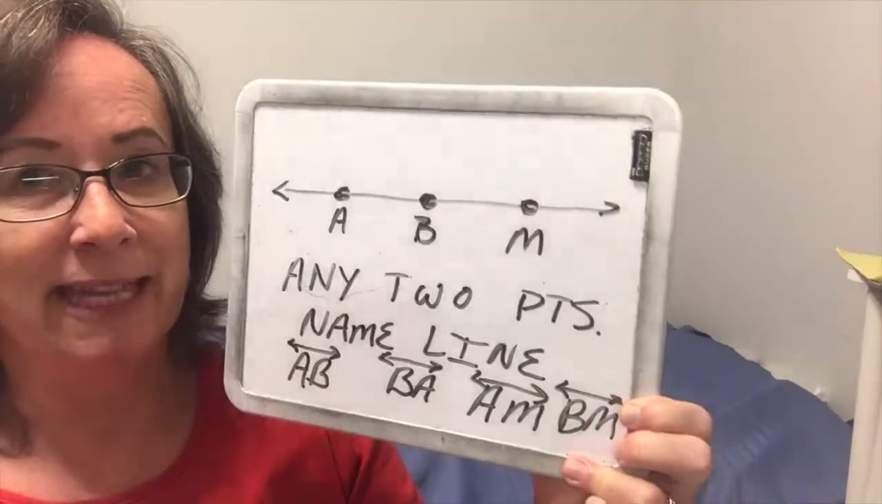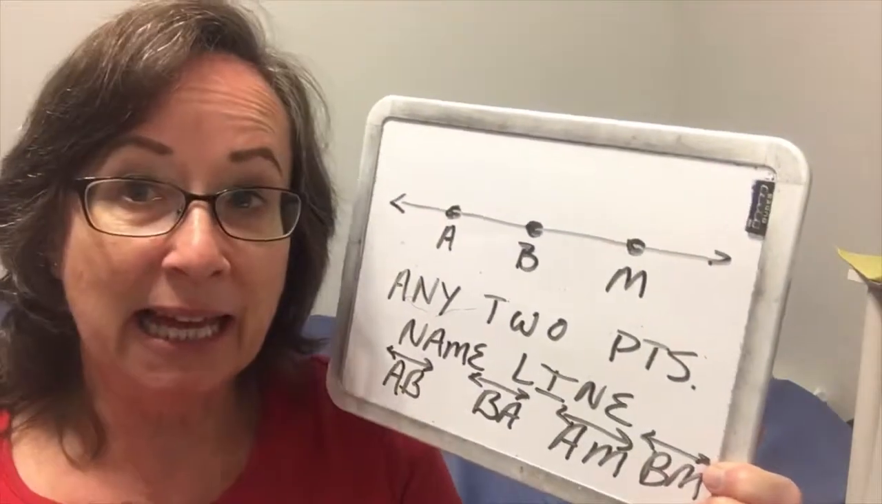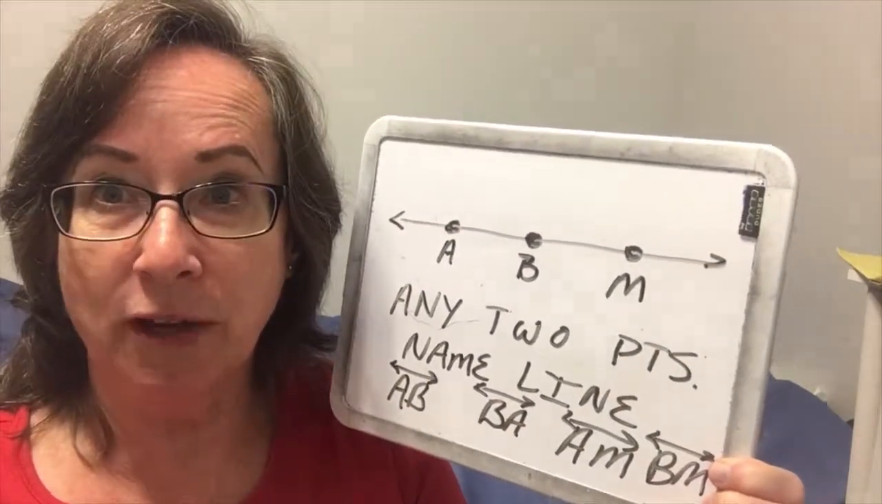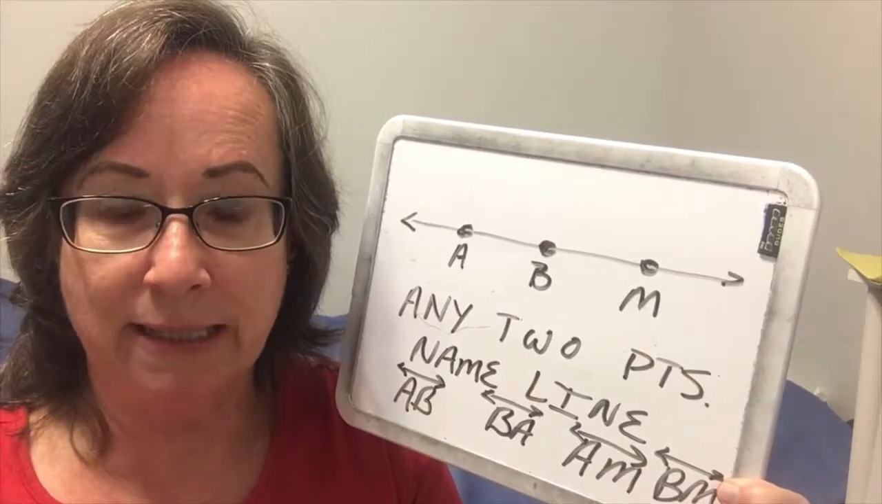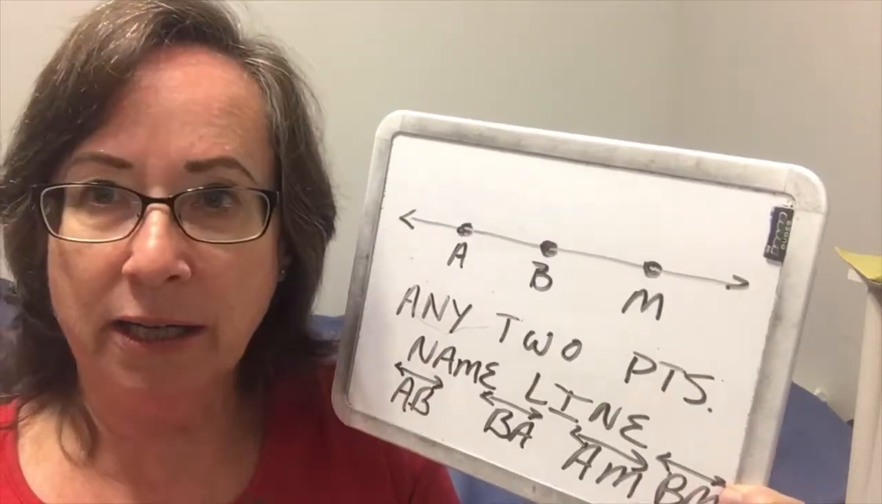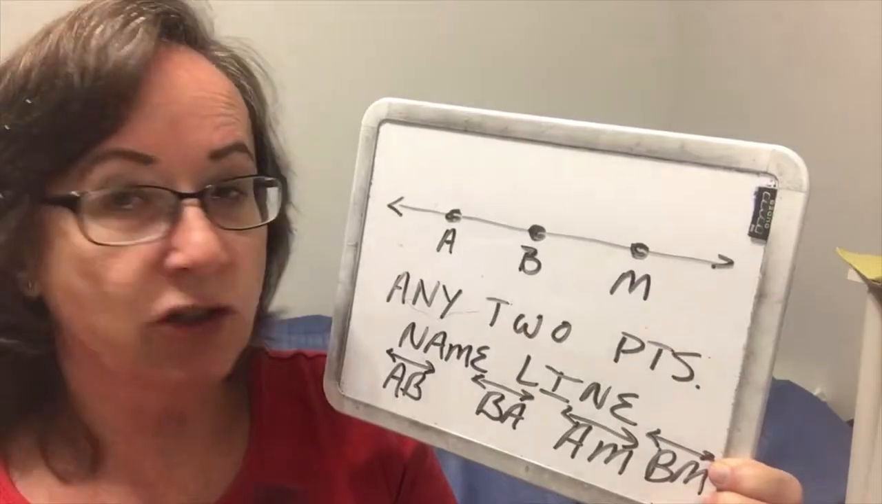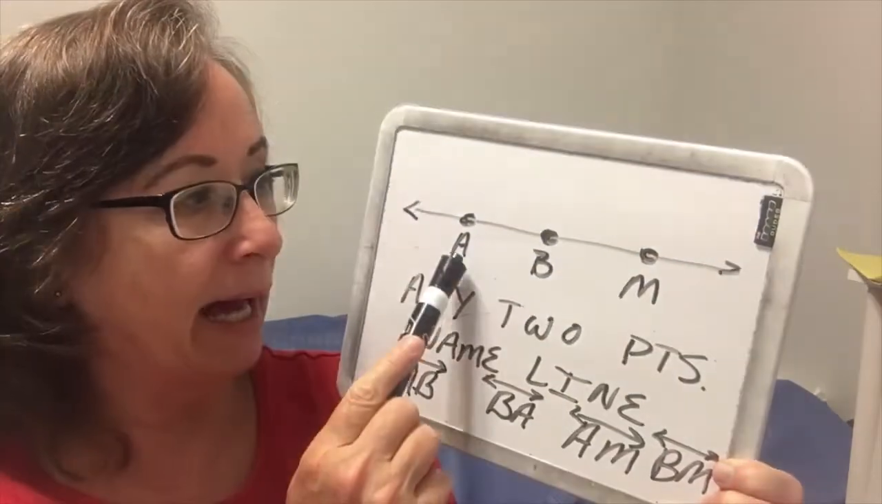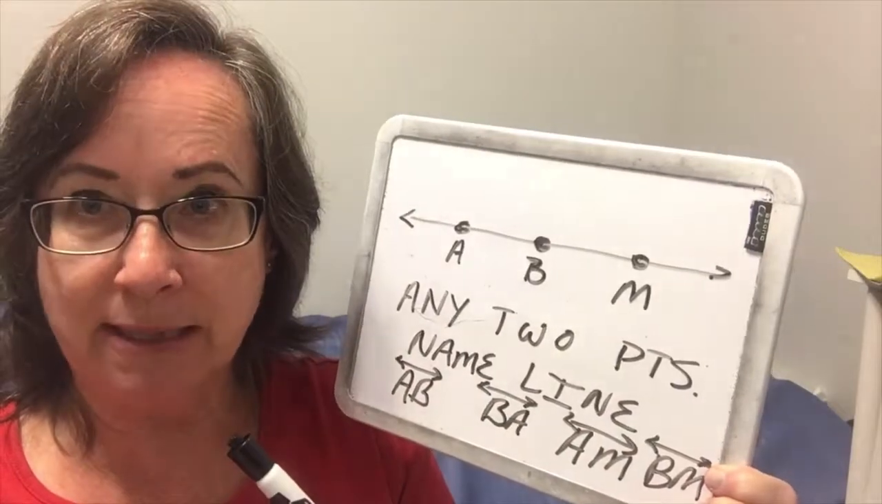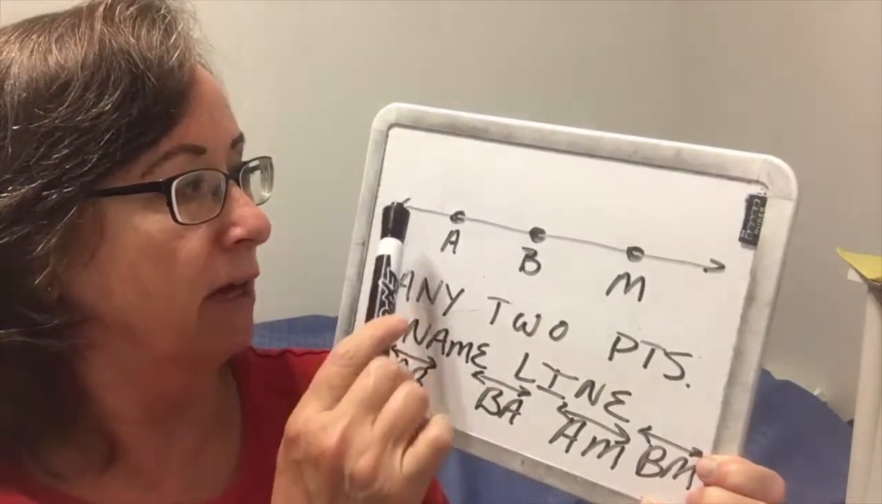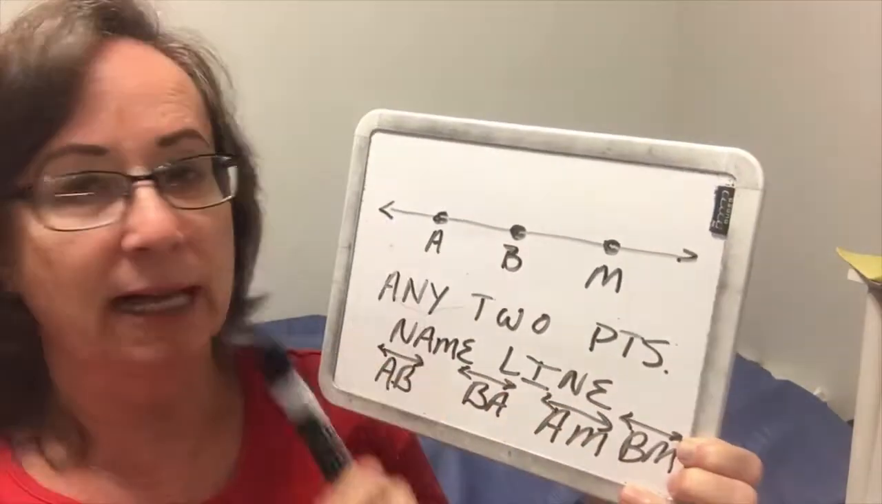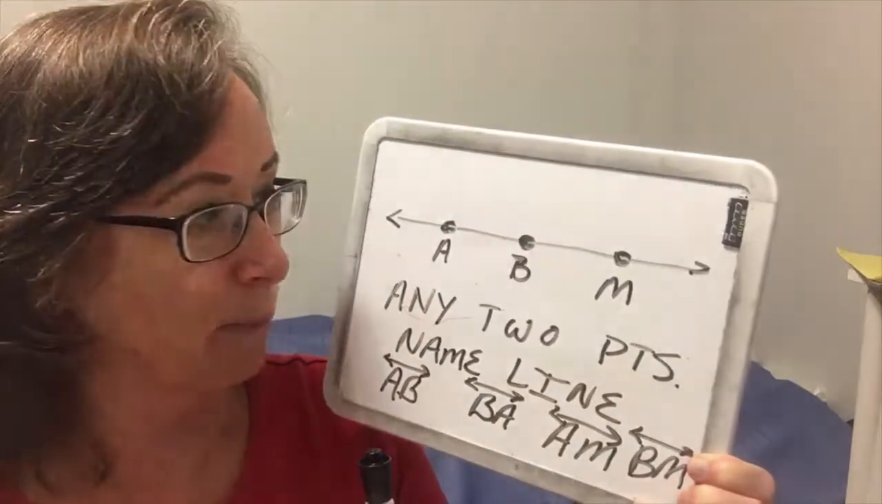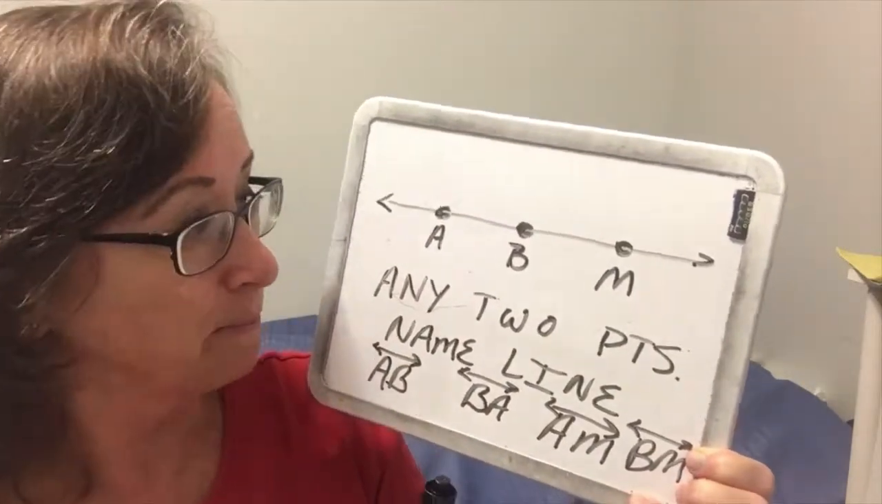Okay, so the next thing is how we represent these lines. Now, a line goes on and on forever. It's a connection of points that is straight that goes on and on forever. And so we designate which line we're talking about by calling the name of the points that are on the line. And notice that my line has arrows on both ends to represent that it goes on and on forever.